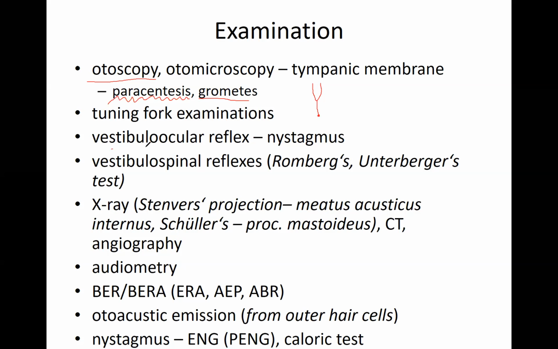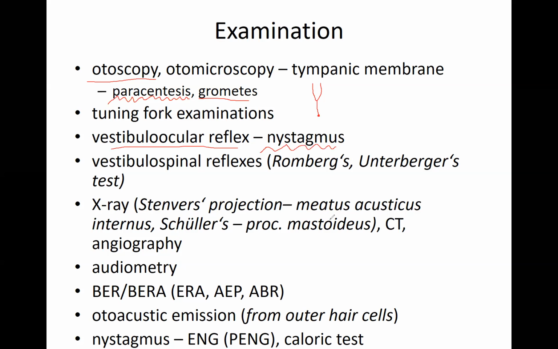Vestibulo-ocular reflex. Of course, if you move the head, you need to move the eyes. So the information from the vestibular system goes to the medial longitudinal fascicle and then to the muscles of the eyes and the muscles of the head and neck, to coordinate these. If it's not well coordinated, then nystagmus can appear.